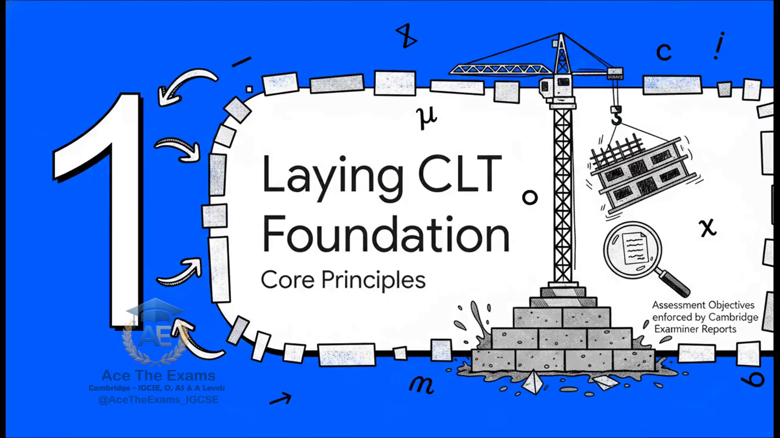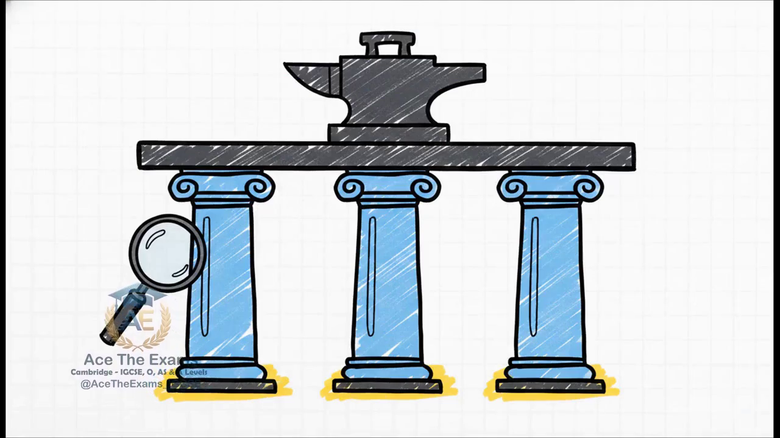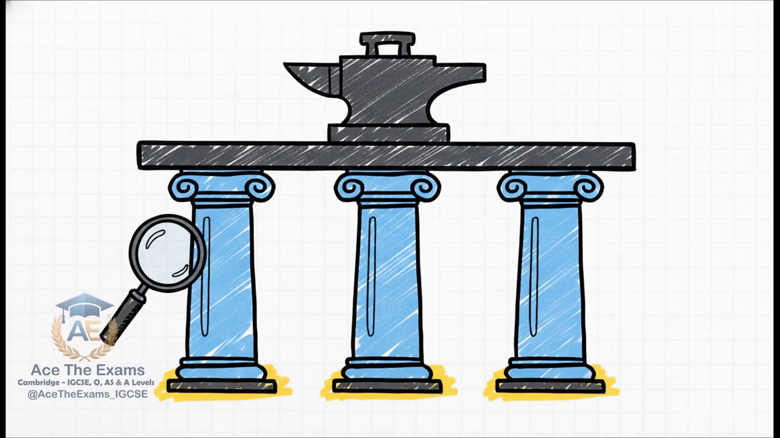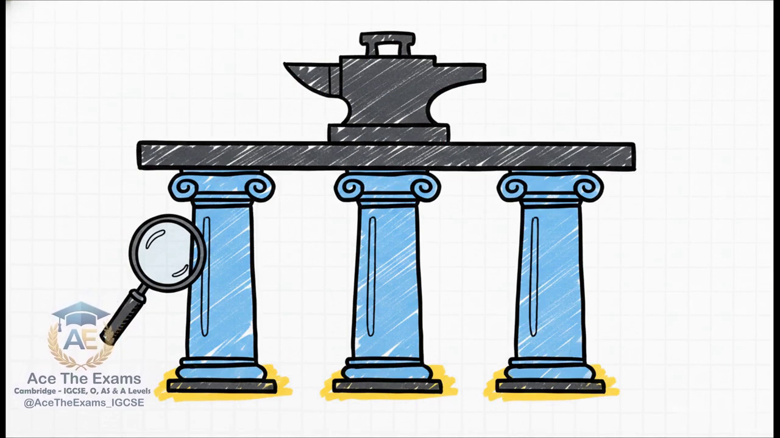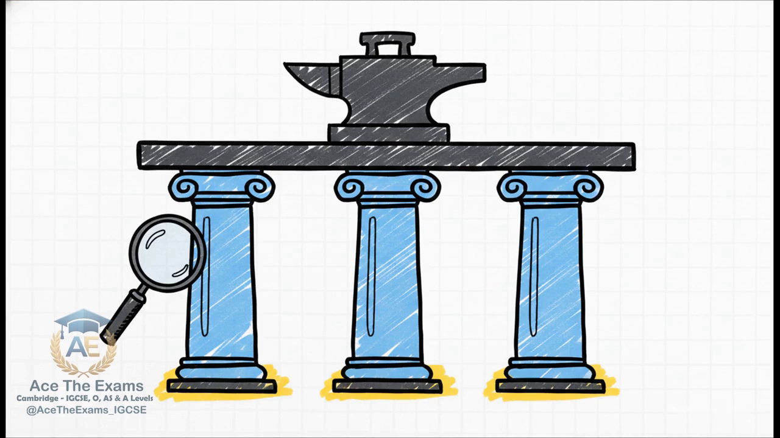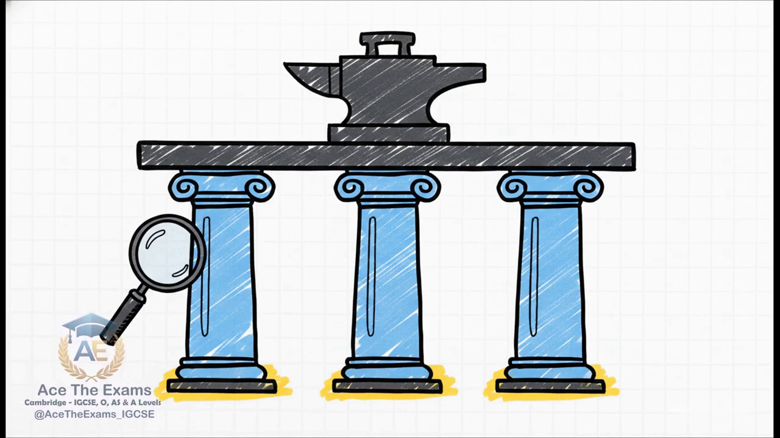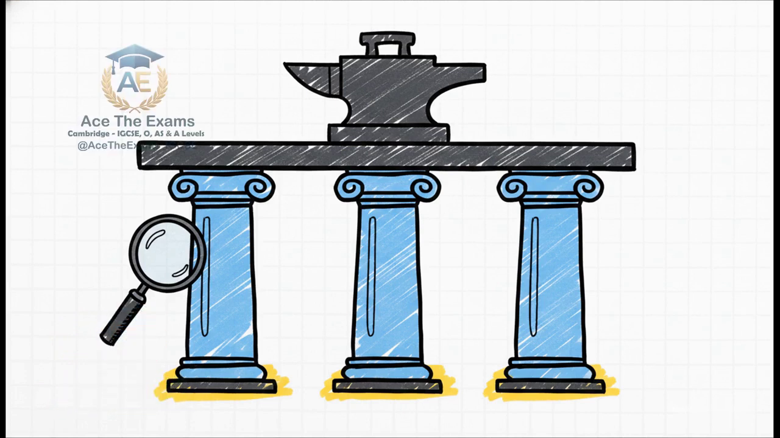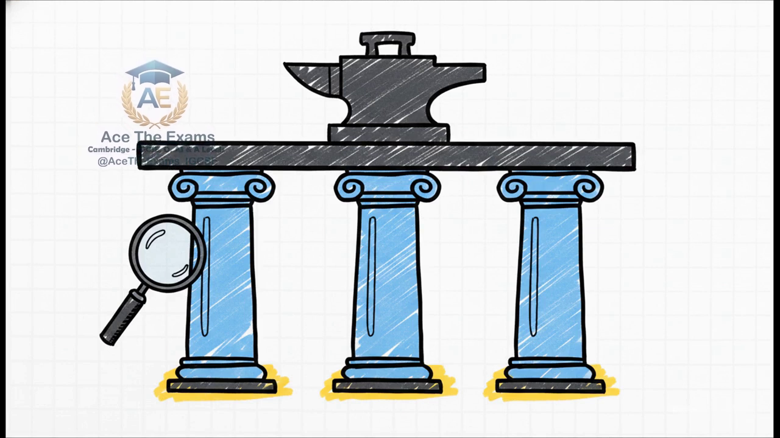Phase 1. Laying the CLT foundation. In any construction project, if the foundation is off by even a single millimeter, the penthouse is going to sway in the wind. The exact same is true for Cambridge mathematics. Without logical, heavily structured reasoning, any mathematical argument you try to construct will instantly sink into the mud. We have to adhere to strict building regulations, which are represented by these 3 load-bearing columns you see here: analytical depth over breadth, systematic analysis, and evidence-based reasoning.